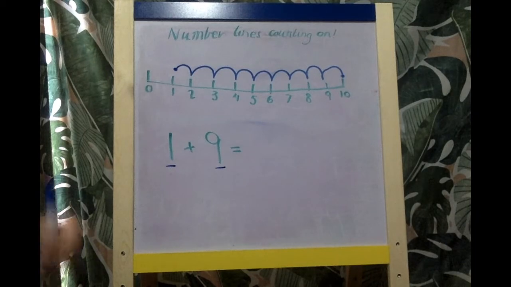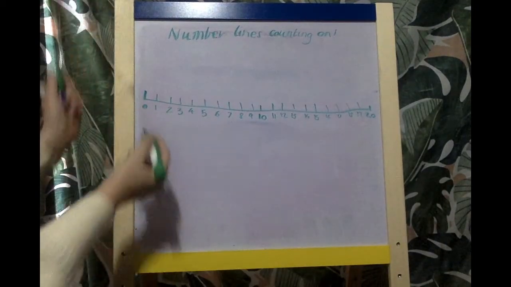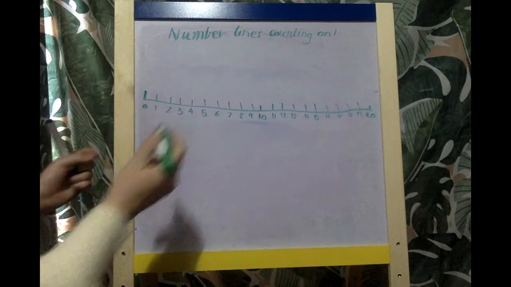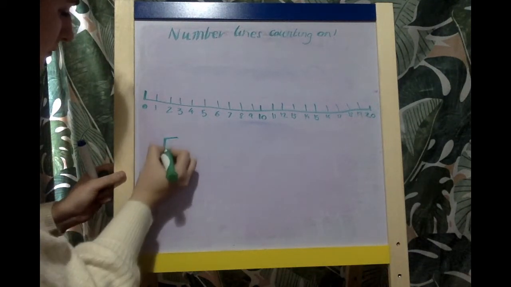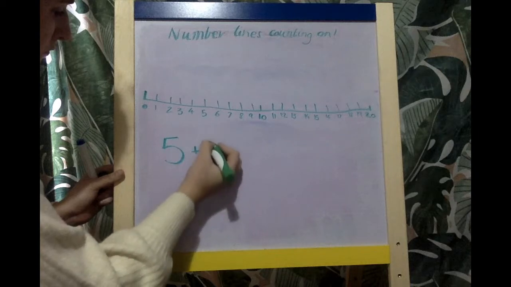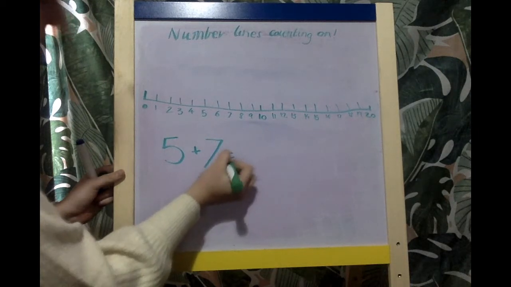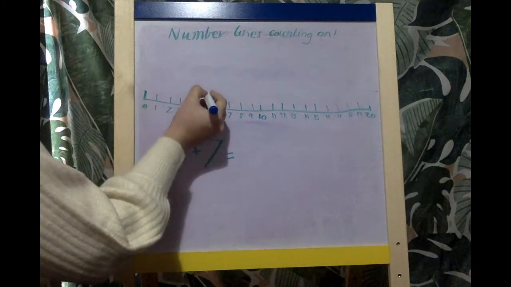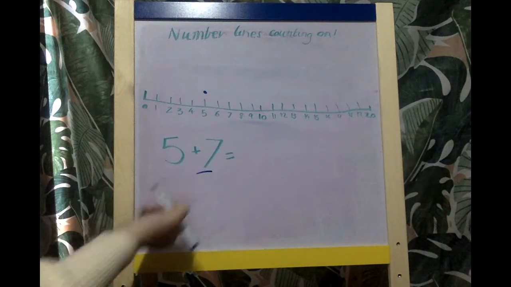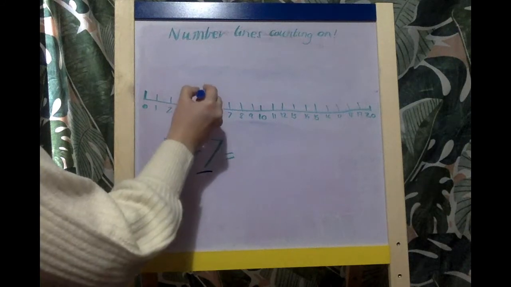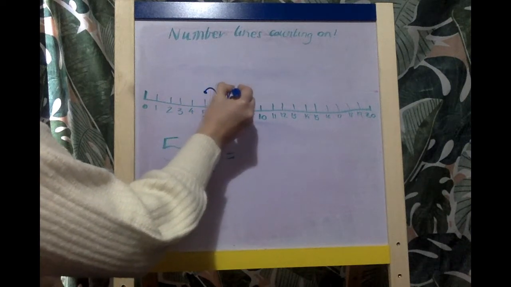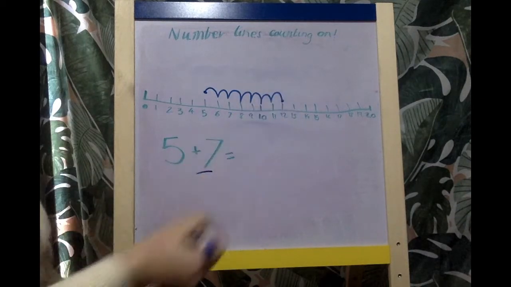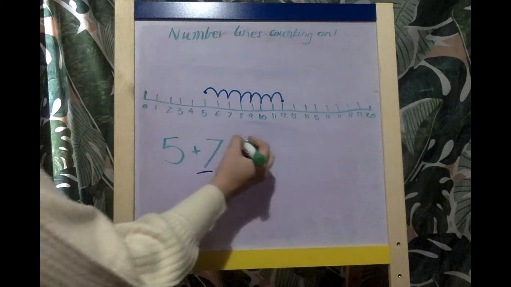Let's work our way into the 20s. Alrighty, so I've got 0 all the way to 20 on my number line. I'm going to write my sum out. Alrighty, we've got 5 plus 7. So we're going to start on 5 and we're going to count on 7 more. 1, 2, 3, 4, 5, 6, 7. What's our answer? It's 12.